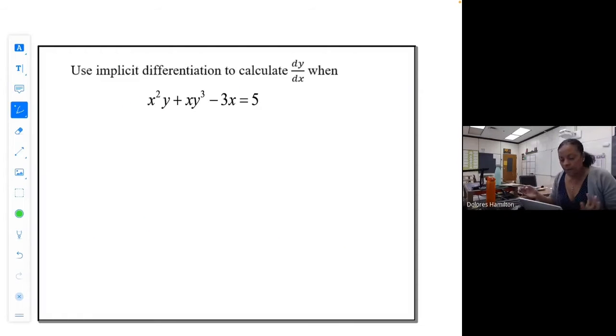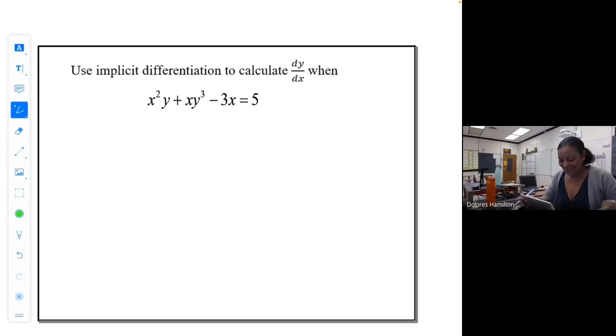The good thing about this is we're finished. We did what we needed to do. The more fun part is that they just get a little messier. So let's look at this example. We're implicitly deriving to find dy/dx.